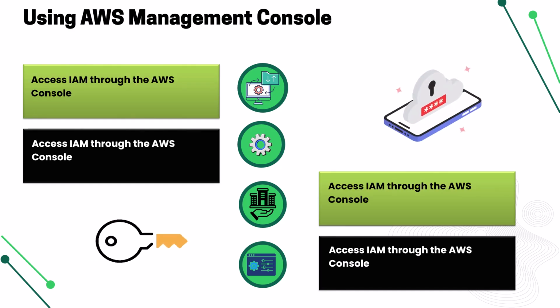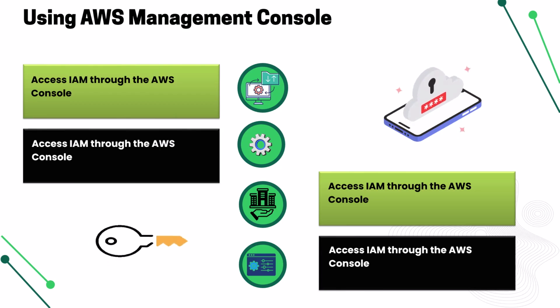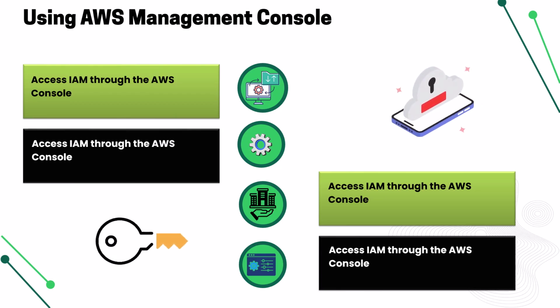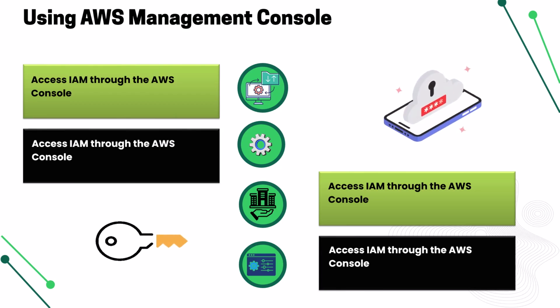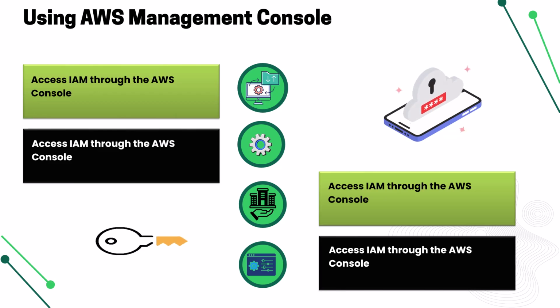Using the AWS console is like using a friendly interface. It's all point and click. Just navigate to IAM, generate a fresh key, and don't forget to retire the old one. Think of it like swapping an expired credit card for a new one.